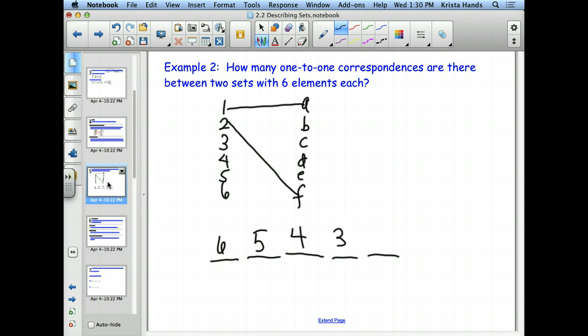Person number 5 has 2, and person number 6 has, I guess you could say no options, but they do have one option, right? They could still choose to not participate or something. And then what we do with the 6, 5, 4, 3, 2, 1 is we multiply. We'll talk a little bit about why here in just a sec. Let's go ahead and get that value right now. We multiply 6 times 5 times 4 times 3 times 2 times 1. What do we get?